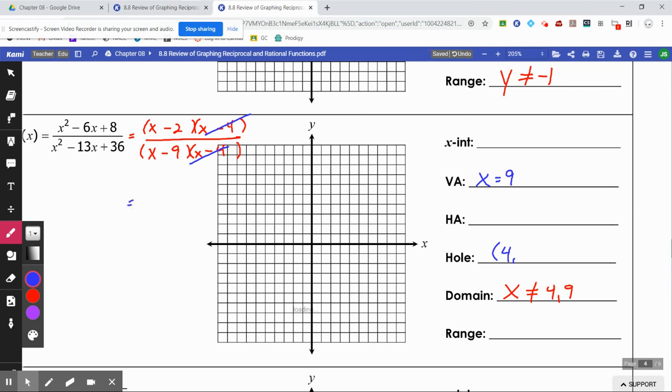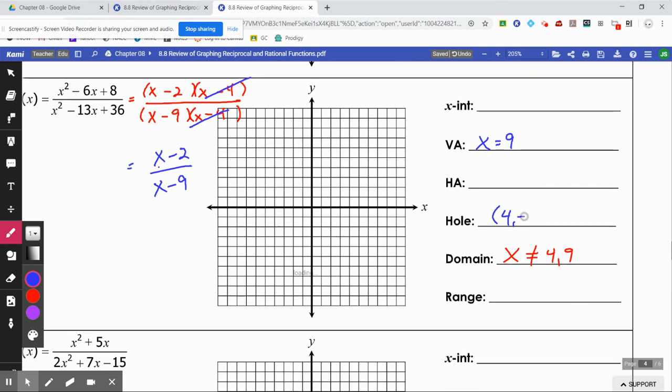Let's go ahead and clean that up. You now have x minus 2 over x minus 9, which we can use to graph. To find out where the hole is located, we can plug 4 into our cleaned up equation. That's 4 minus 2 is 2 over negative 5, so negative 2/5 is where your hole is located. So 1, 2, 3, 4, negative 2/5, somewhere right in there.